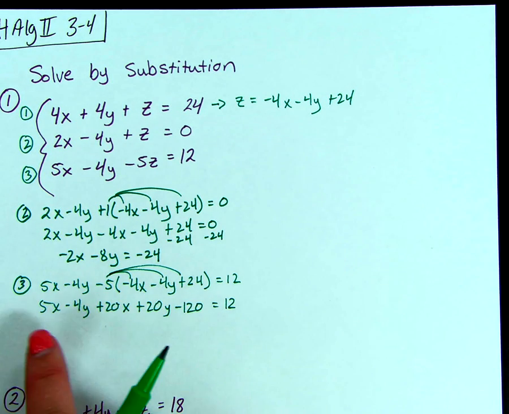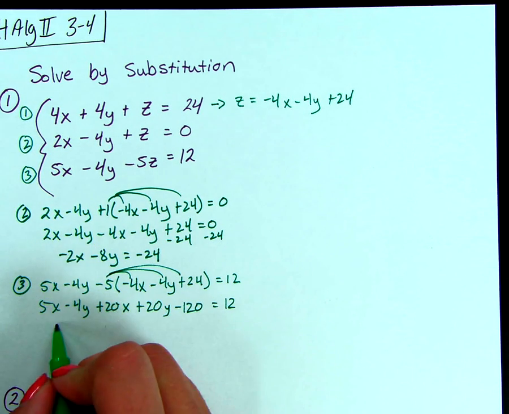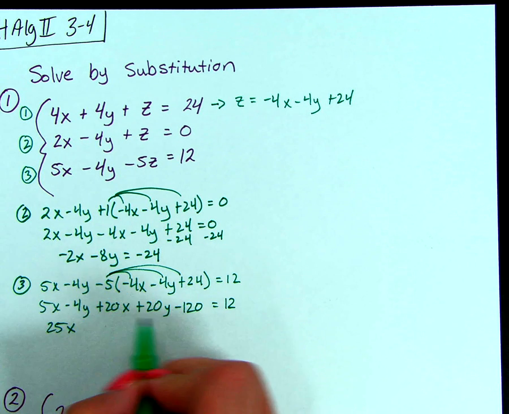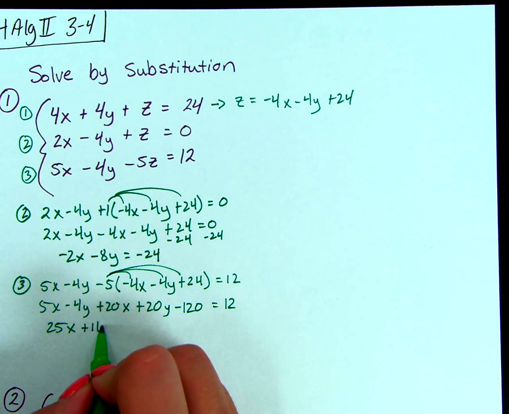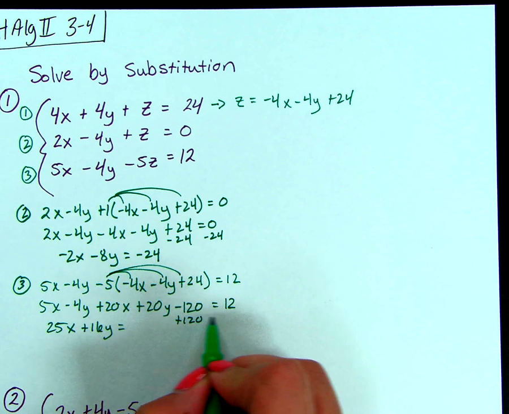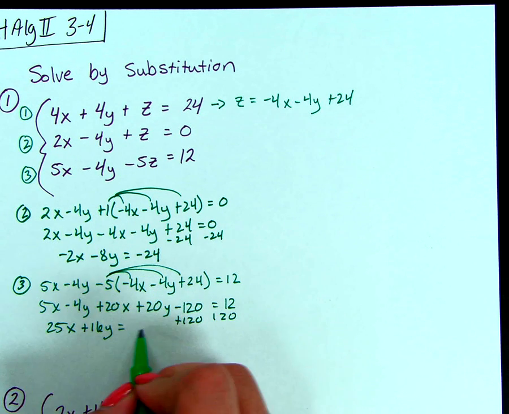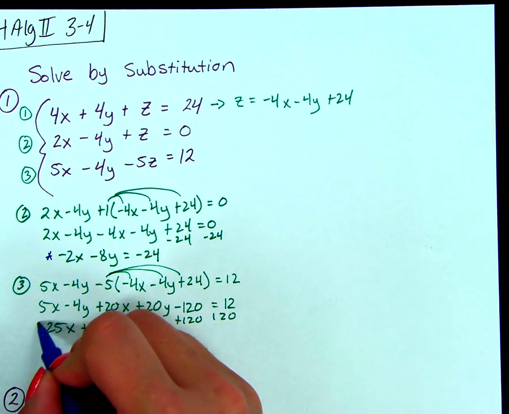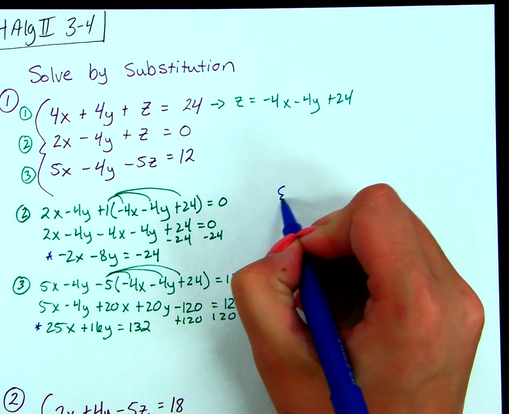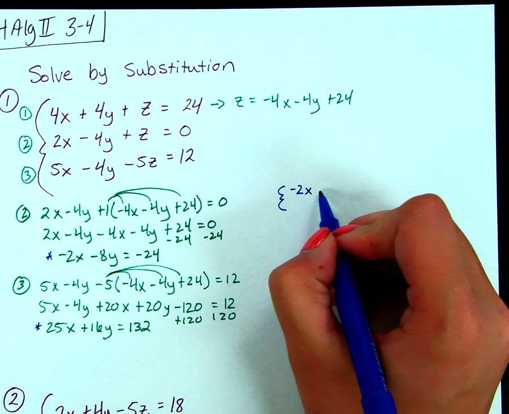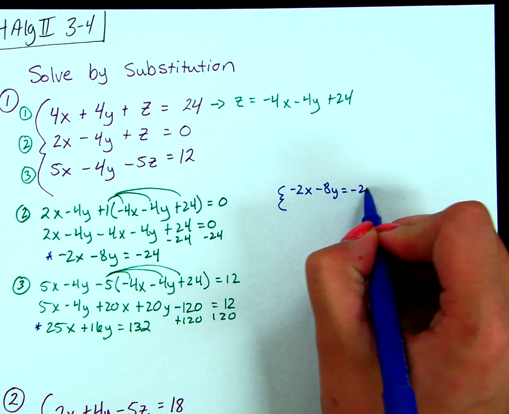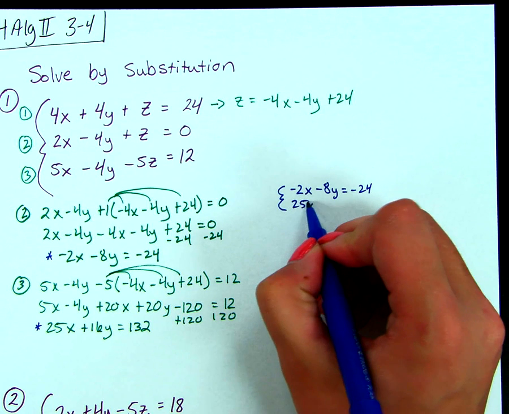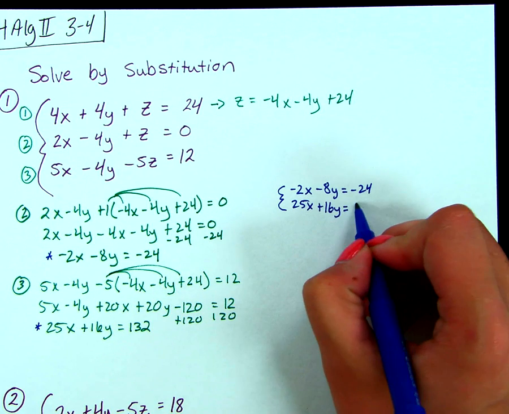Now we're just combining like terms. We would have 5x and 20x, so 25x. Negative 4y plus 20y is 16y. And then we're going to add the 120 at the same time, so that's going to give us 132. Now we're going to take those two new equations and put them into their own system. We're taking this one and this one, and writing our new system. So negative 2x minus 8y equals negative 24, and then 25x plus 16y equals 132.